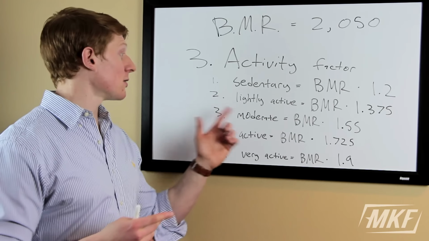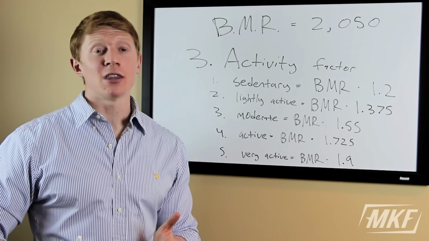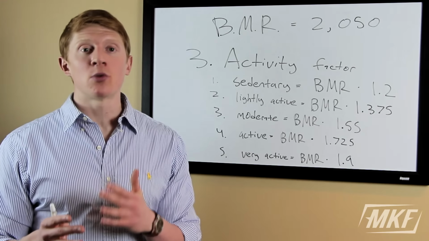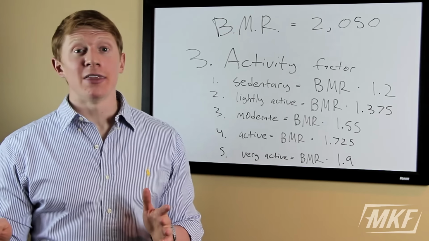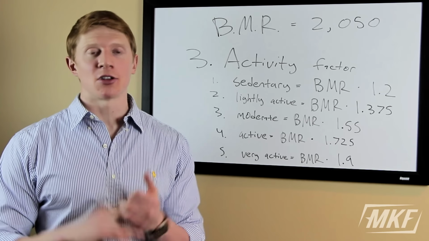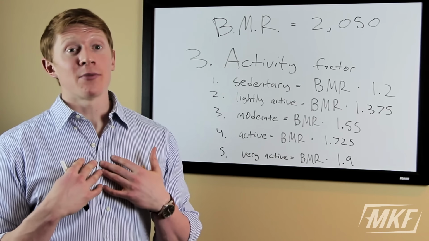If that's you, you are lightly active. Number 3, we have moderate, and this is probably the person that works out every other day. So 3 to 5 times a week would be moderately active. Number 4, we have active, and this is probably the person that works out 6 to 7 times a week, so they're pretty serious about working out. They don't like to miss their workouts at all. That's probably me right there.